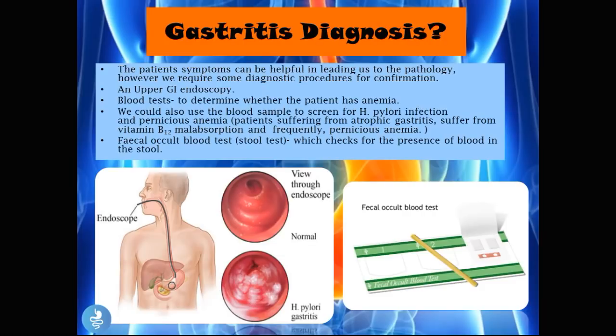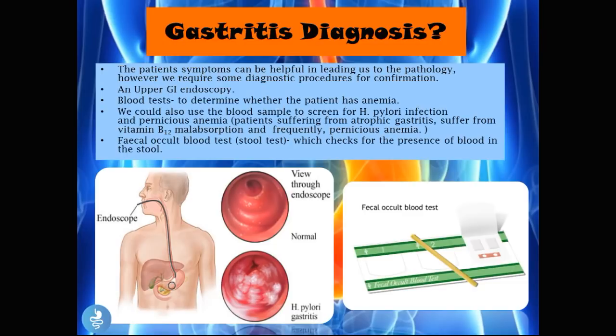And as we said earlier, one of the causes for gastritis was an autoimmune disease, and the body produces these antibodies against those parietal cells of the stomach. And this is helpful because from the blood test, we could notice a vitamin B12 deficiency. And they frequently develop pernicious anemia. So the blood test can be helpful in diagnosing the patient with this autoimmune pathology as well.